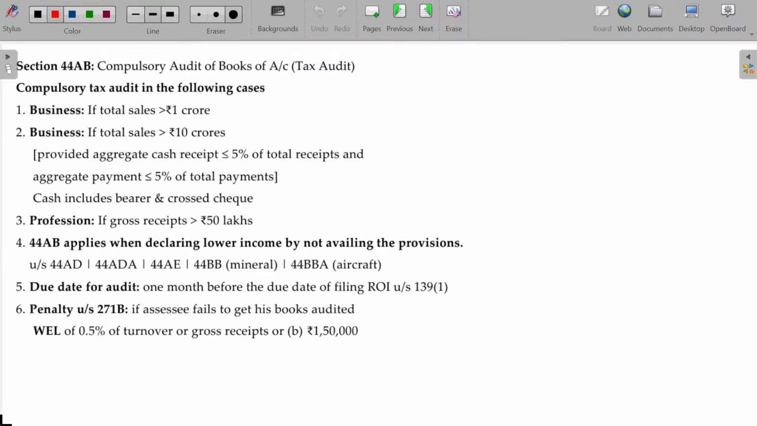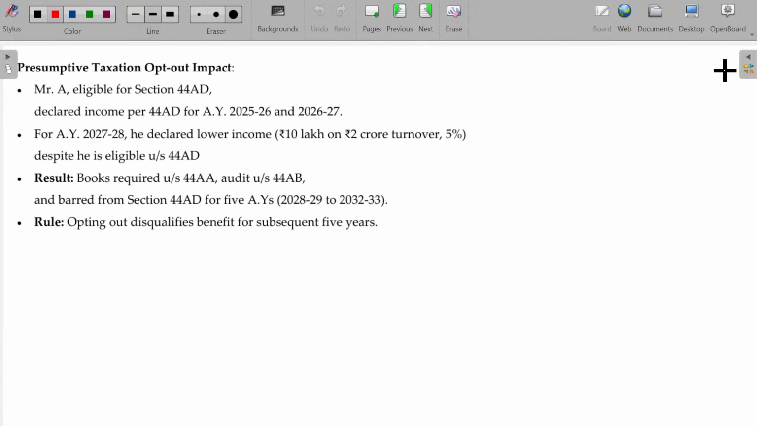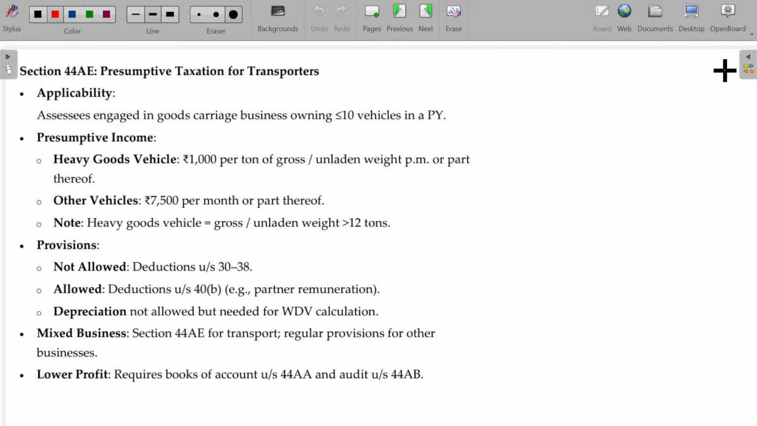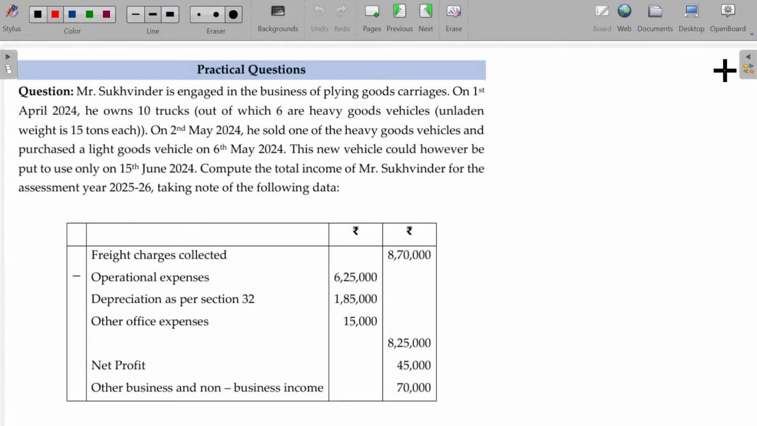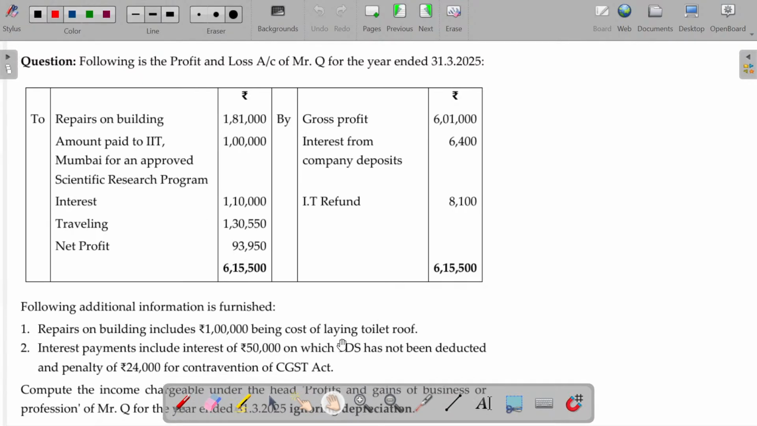So the rest of the 4 more sections, 44AB, AD, ADA, and AE, will continue after this. Along with one illustration, we'll directly go for solving the illustrations first of all. Then we'll cover those 4 more sections. We'll start with practical question number 2. One will finish a bit later along with 44AE.